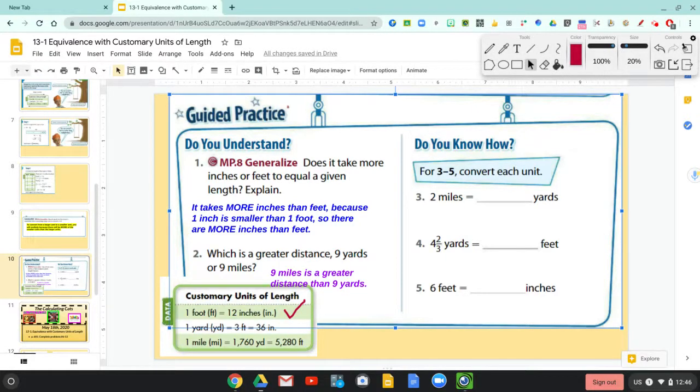So over here, let's take a look at number 3. I want you to pause the video, do number 3, find your magic number. So you're going from miles to yards. What is your magic number? And then go ahead and press play when you are ready. Okay, welcome back. 2 miles is equal to how many yards? Okay, so my magic number is 1,760.